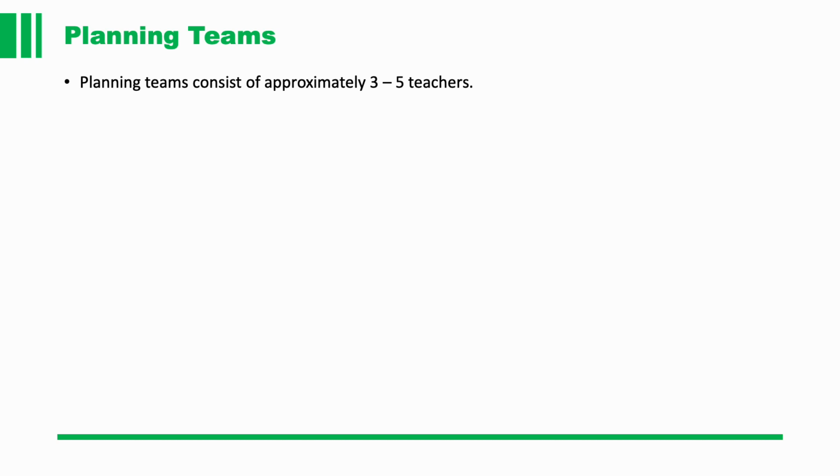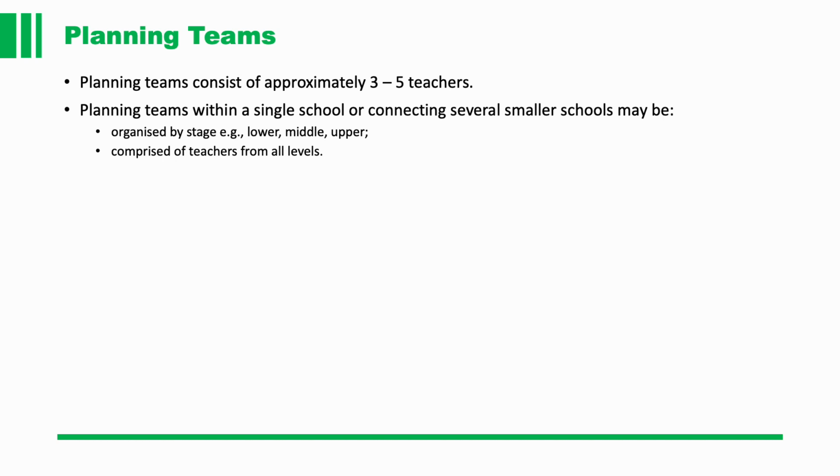Planning teams typically consist of approximately 3 to 5 teachers. These planning teams can take different forms, and regardless of whether you have several planning teams within an individual larger school or made up from joining several smaller schools together, teams might either be organised by stage. For example, you might have a lower stage, a middle stage and an upper stage team. Or you might choose to have a team that has a mix of teachers from all levels. Both models have advantages and disadvantages.